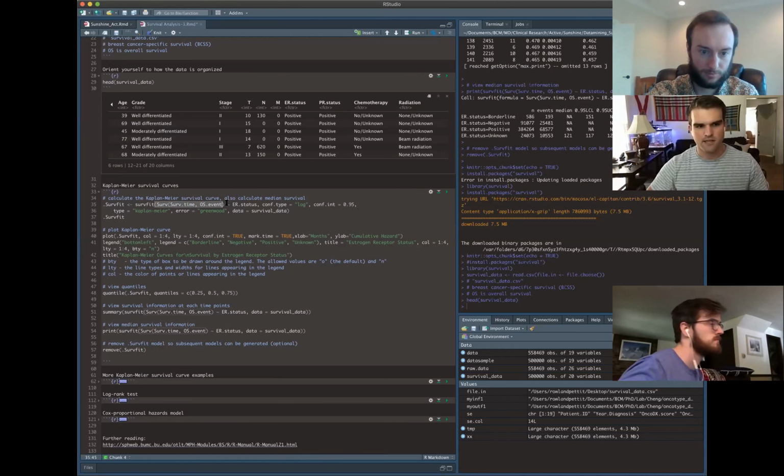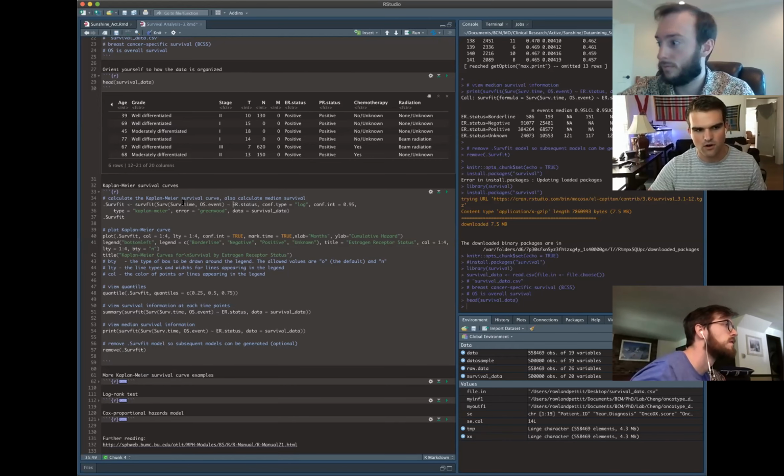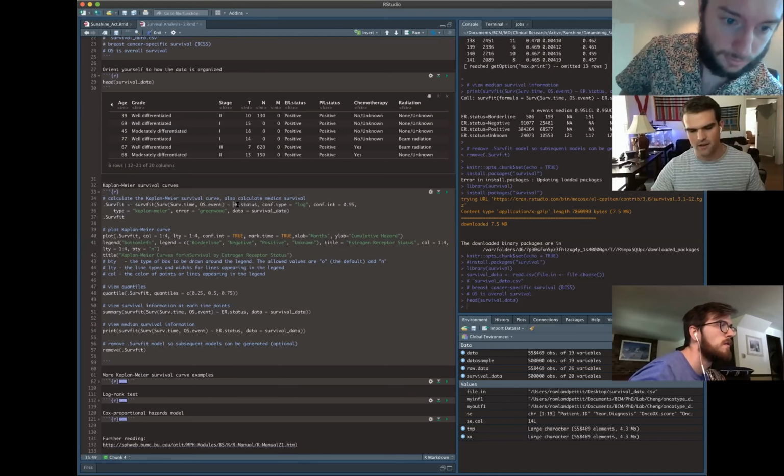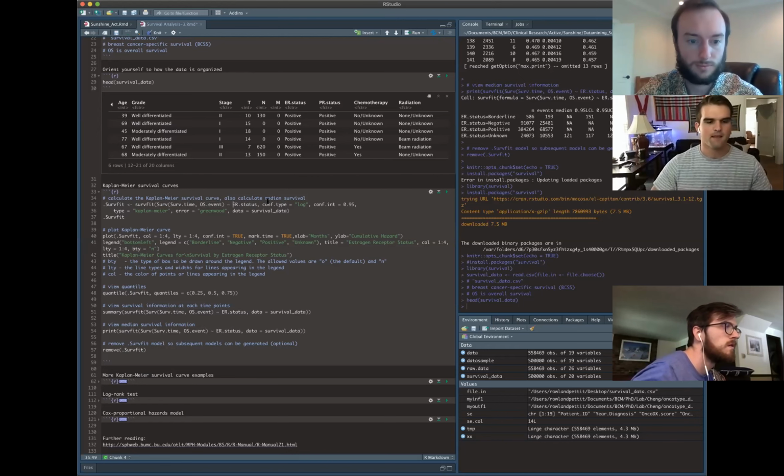But if you put the little tilde, it's almost like putting a Y in your function. You're saying, how does this compare with respect to Y? This variable allows you to create multiple curves based on ER status. So we're going to create curves based on whether they have different ER receptor hormone positivity.